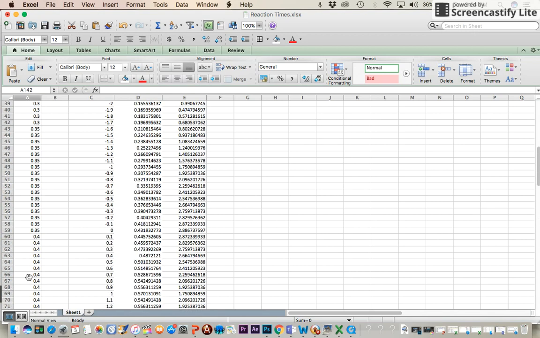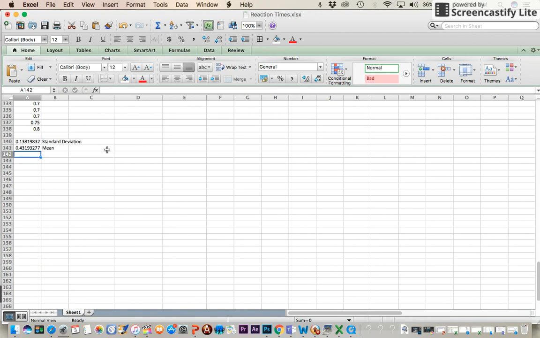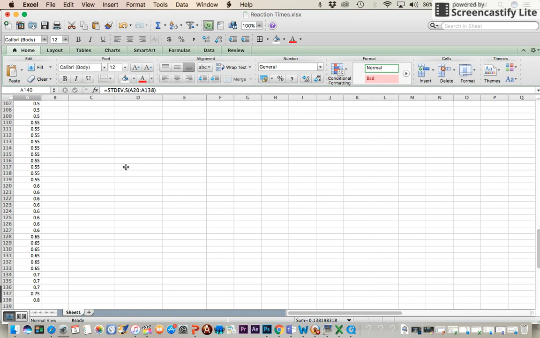All right, after we've done that, now we can deal with increments. Okay, this you have to think about a little bit. If you are 3 standard deviations to the left of the mean, and our mean is 0.43 seconds, we should be less than that. In fact, we should be significantly less. How much? Well, 3 times the standard deviation away. We're going to subtract that because we are to the left of the mean.